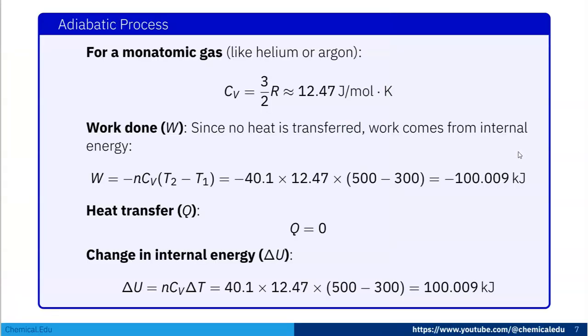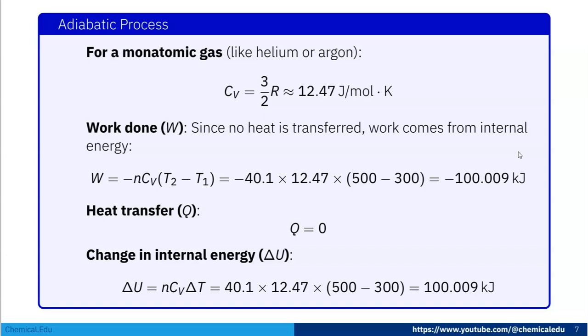Next, for adiabatic process, for monoatomic gas like helium and argon, Cv is equal to 3 by 2 R. So R is equal to 8.314. So that will give 12.47 joule per mole Kelvin.